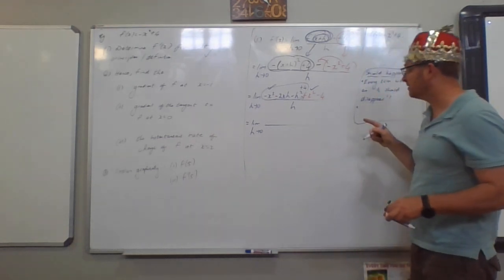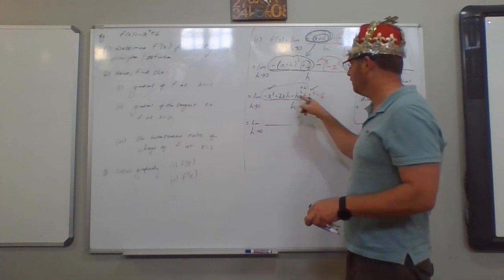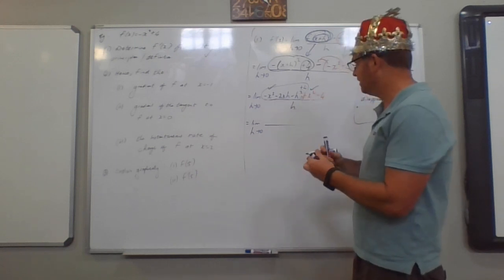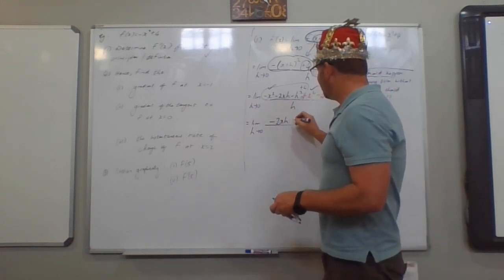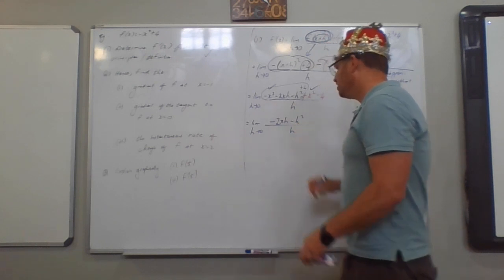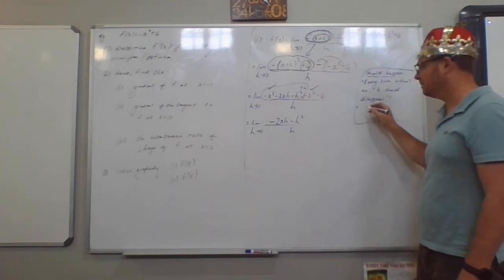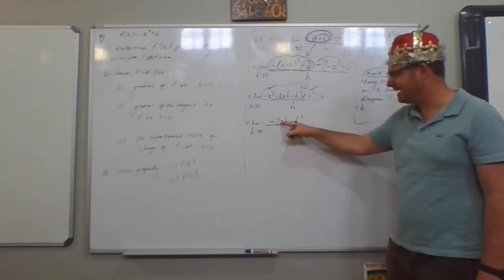Okay, but I knew that I made a mistake because I know that everything without an h should disappear. Okay, so negative x squared plus x squared disappears. 4 minus 4 disappears. And I'm left in the numerator with negative 2xh minus h squared all over h. Okay, the next thing that should happen, everything without an h should disappear. If I sub in the limit value now, what do I get? I get naught over naught.